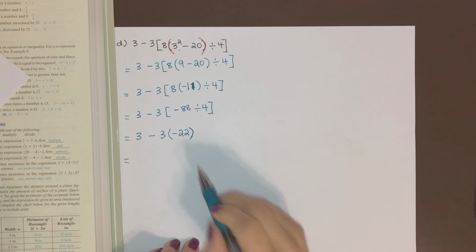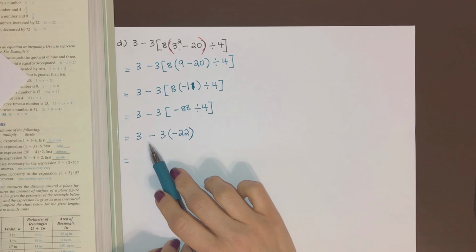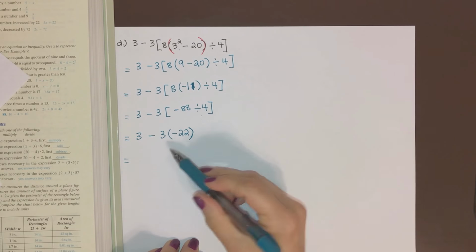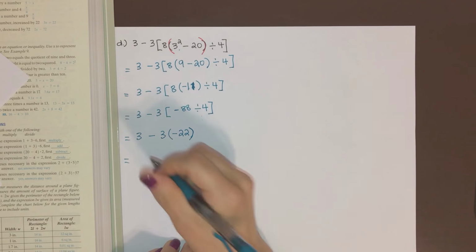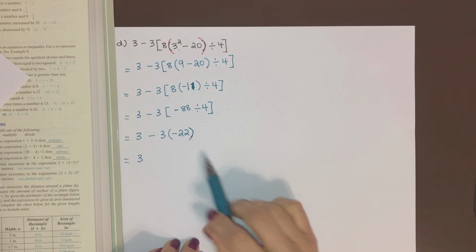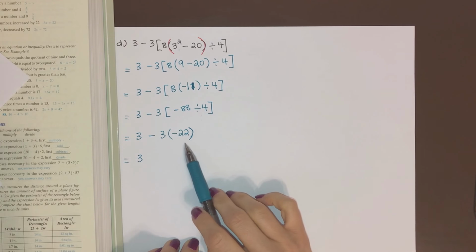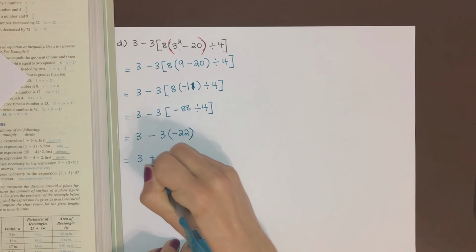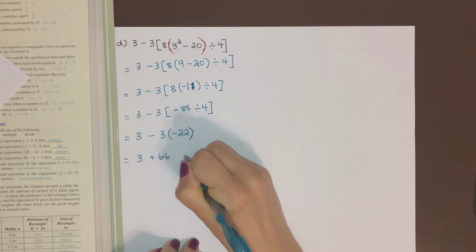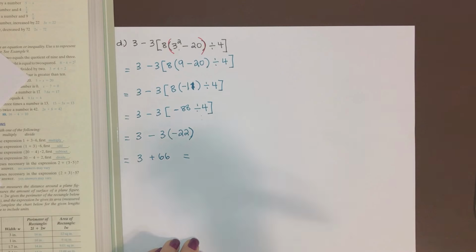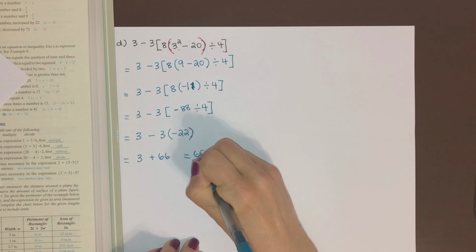Now we're just left with multiplication and subtraction. You have to multiply before you subtract. So we have 3, and now we have to multiply negative 3 times negative 22, and that's going to give us positive 66, which gives us our final answer of 69.